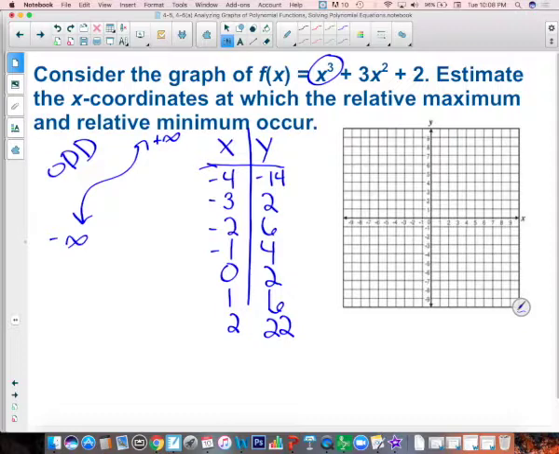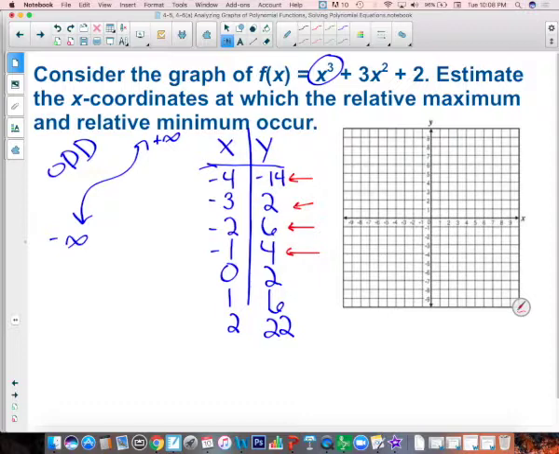Okay, now we want to determine where we have maximums and minimums. And we don't have to worry about zeros, okay? Just relative maximums and minimums. So we're looking for increasing or decreasing. Okay? So as I look from here to here, I'm going from negative 14 to 2. So that means I'm going up. Okay? Here, 2 to 6, I'm going up. Here, 6 to 4, I'm going back down.